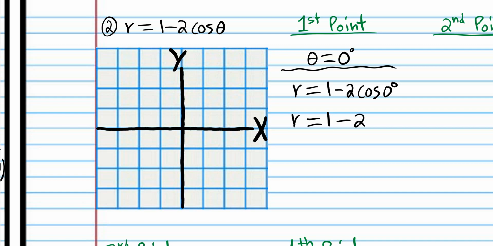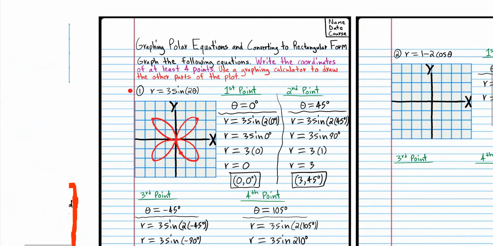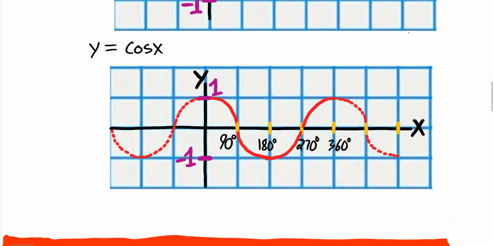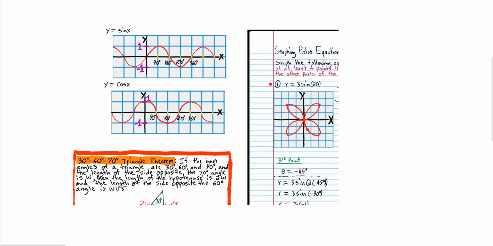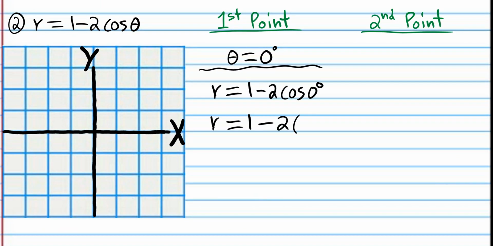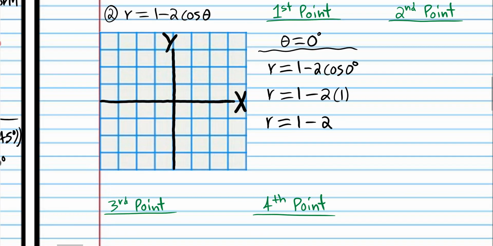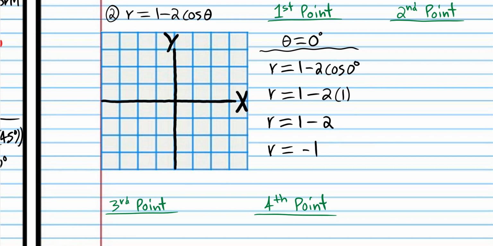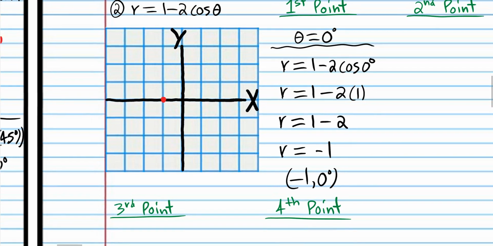Now cosine 0 degrees, how do we calculate that? Well, it's a collapsed triangle. So we need to go to our curve. 0 degrees tells us that the value of cosine is going to be 1. So cosine 0 degrees is 1. And r is -1. So the point is -1, comma, 0 degrees. So we're going to count out 1 to the left because it's negative, but we're not going to rotate at all. So that's the point.